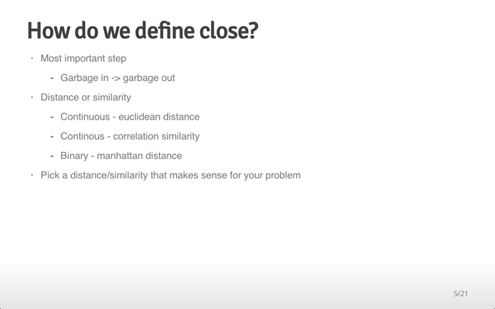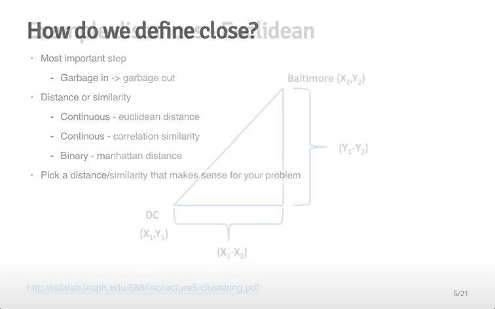So some examples of distances or similarities for continuous variables, you can use Euclidean distance. We'll talk about that in a minute. You can also represent distance instead by the opposite, which is similarity. So instead of looking at the smallest distance, you can look at the greatest similarity. So for example, you can look at the correlation between observations. You can also look at binary measures of distance. So we'll be talking about the Manhattan distance as a measurement of binary distance. You need to think really hard about this step because you need to pick a distance or similarity that makes sense for the problem that you're analyzing to be able to get a good clustering out at the end.